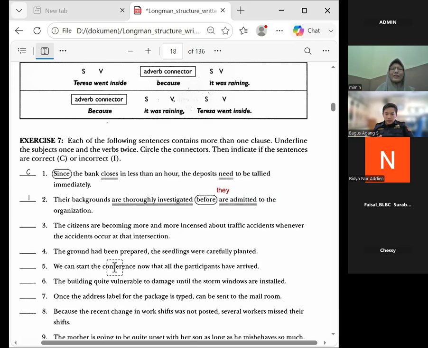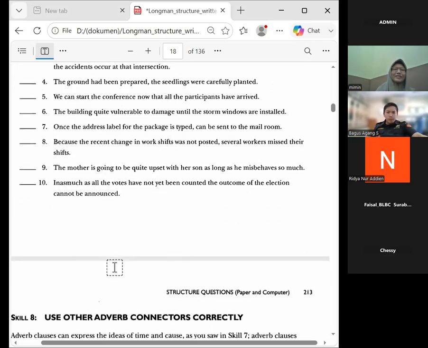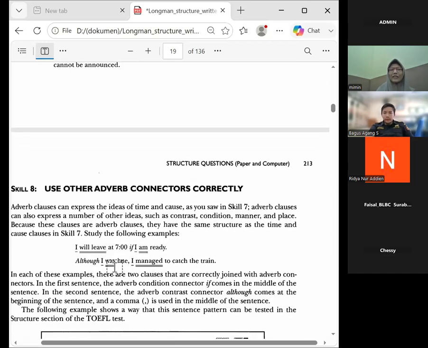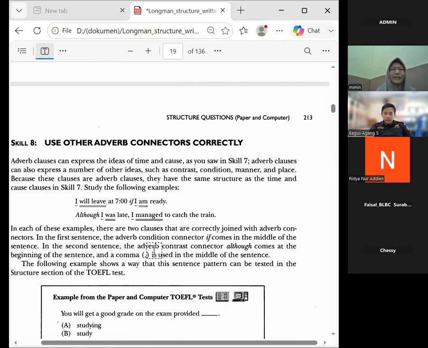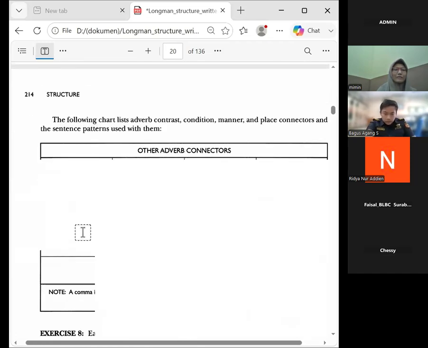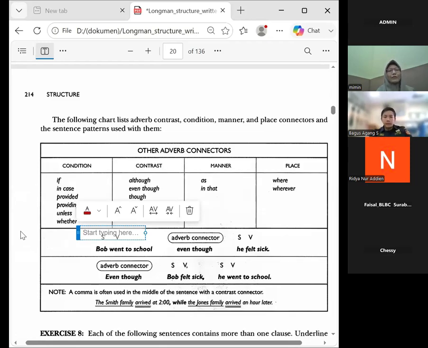All right. Well, do you have any questions? If you don't have any questions, we can go to the next skill. Okay. Use other adverb connectors correctly. We have time and cost, and now we have other adverb connectors. And what are the other adverb connectors? Let's go to the summary of the key information. Yep. We have condition, contrast, manner, and place.